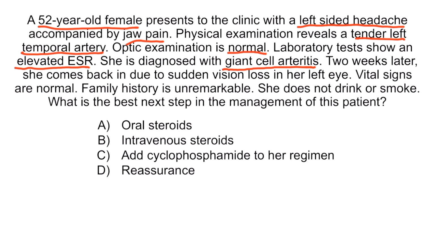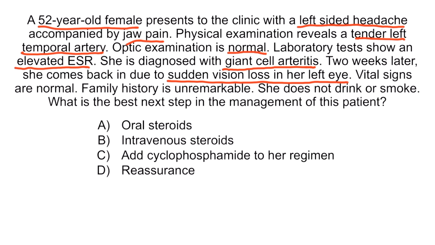2 weeks later, she comes back in due to sudden vision loss in her left eye. Vital signs are normal. Family history is unremarkable. She does not drink or smoke. What is the next best step in the management of this patient? A. Oral steroids. B. Intravenous steroids. C. Add cyclophosphamide to her regimen. Or D. Reassurance.